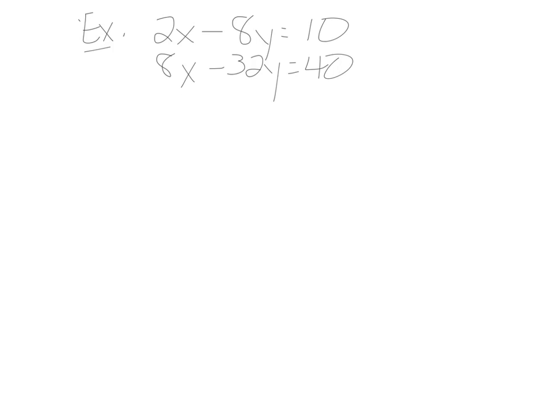Another solve by addition. Once again, I think I'm going to choose to get rid of the x's. You can do the y's if you want. I could multiply the x on top by negative 4 so that I have a negative 8 to cancel with my positive 8 on the bottom. And I have to multiply everything by negative 4. So my top equation becomes negative 8x plus 32y equals negative 40. And the bottom can just stay the same.